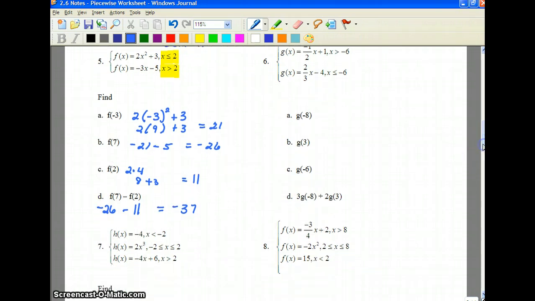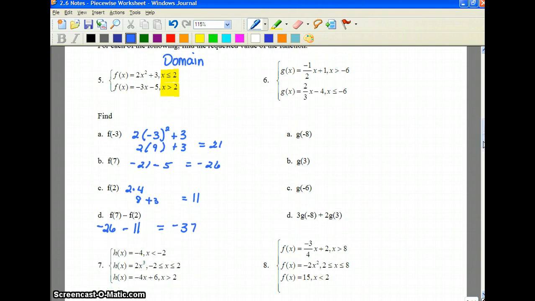Over here in 6D, how would you do just this problem? Well, it'd be nice if we had done some of these, but we didn't, so that's okay. So what do we need to do here? We need to first find g of -8. I'm going to go up here to write that answer. Where are we going to plug into if it's -8? Is that bigger than -6 or smaller than -6? It's smaller than -6, so I need to plug it in here.